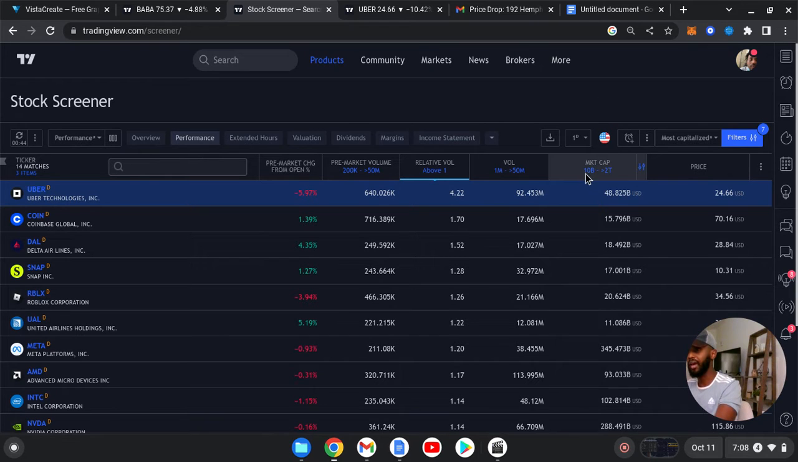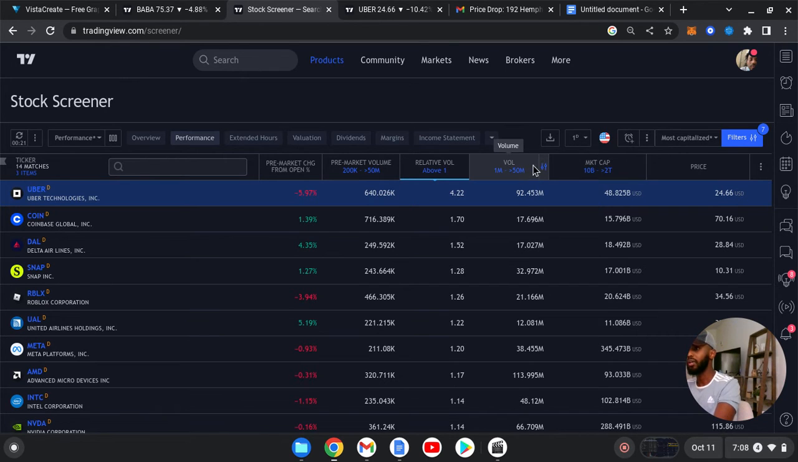So for market cap, I change it to 10 billion to 2 trillion. So what this means is it's going to show us stocks that are large cap to mega cap stocks. So these are our Ubers to our Teslas to our Microsofts. So stocks that people trade, so you know there'll be a lot of shares available.